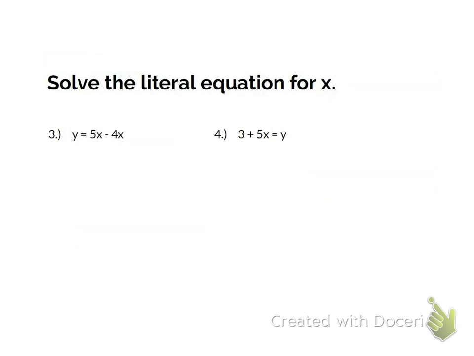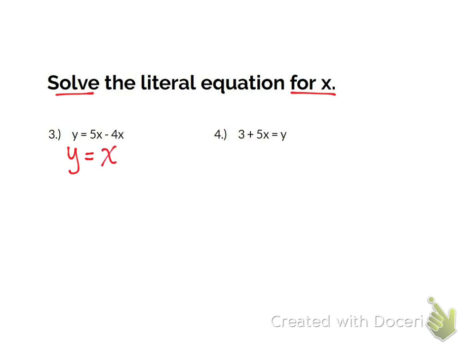All right, on 3 and 4, they switched up the directions on us. This time, we are solving for x. What can I do on number 3 before I get started solving? Good, Brian. Combine like terms. What can I combine? Okay, those x terms can be combined. They're on the same side of the problem. So we can go ahead and combine. We get y equals 1x.